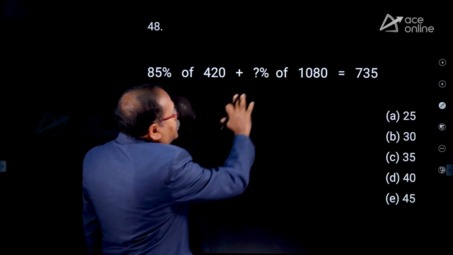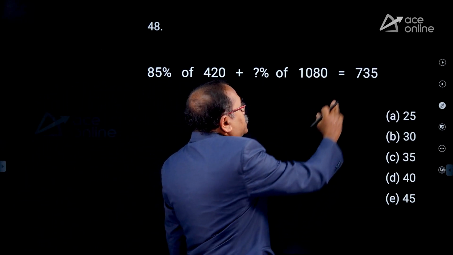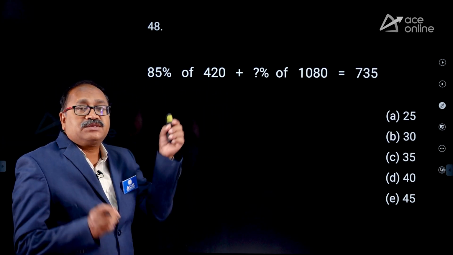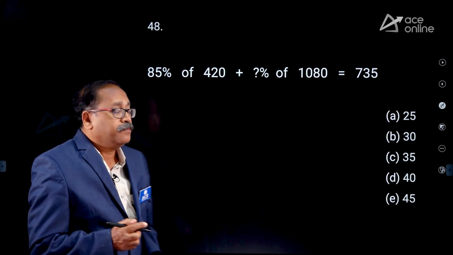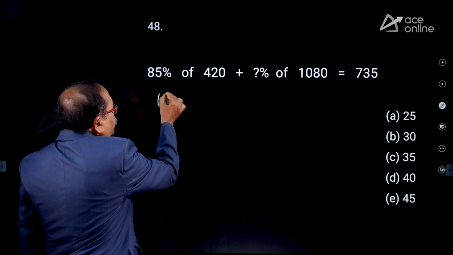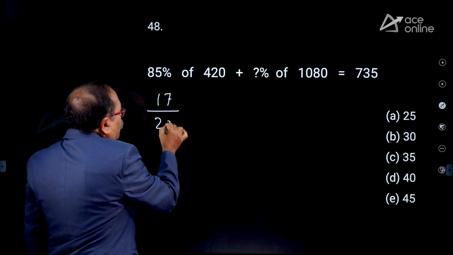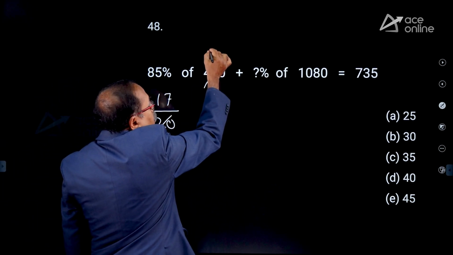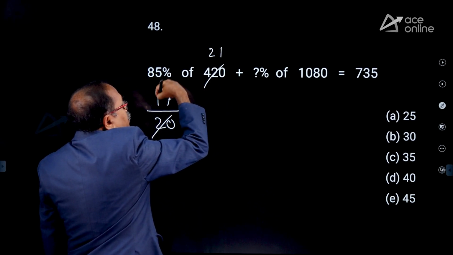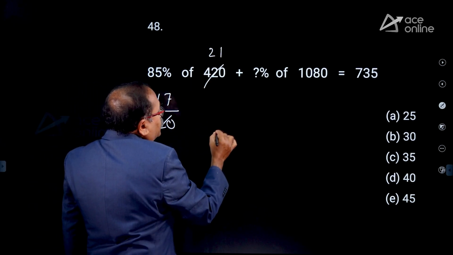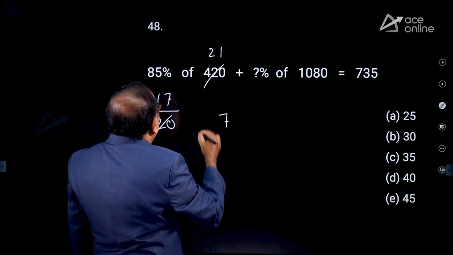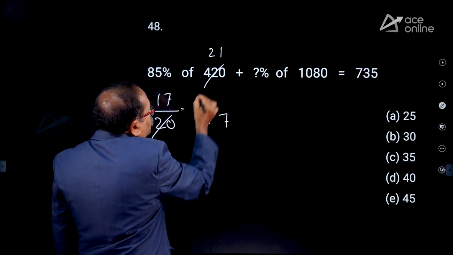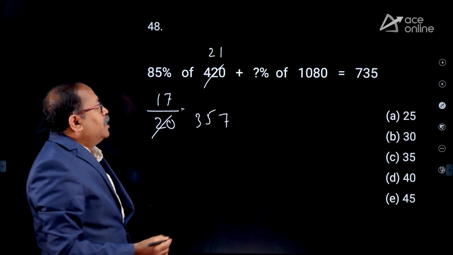85% of 420 plus x% of 1080 is equal to 735. So we know that 85% is nothing but 17 by 20. So take this as 17 by 20 of 420. Then you will cancel this number and you are getting 21 over here. Multiply 21 and 17. You get 7 times 1 is 7, carry 1, and 17 times 2 is 34 plus 1 is 35. So this is what this part is.